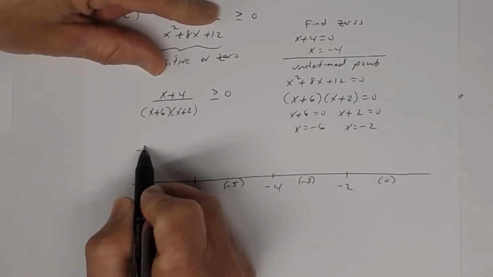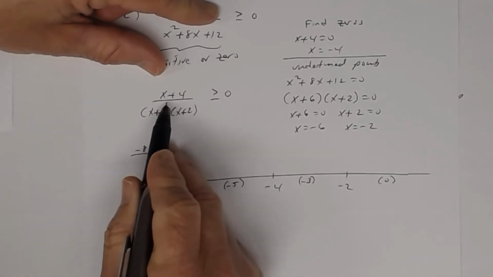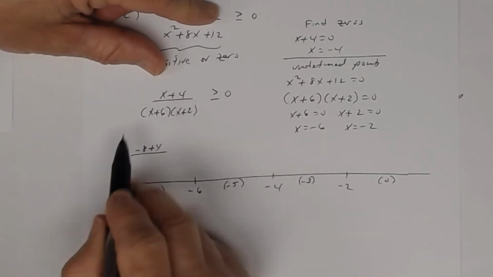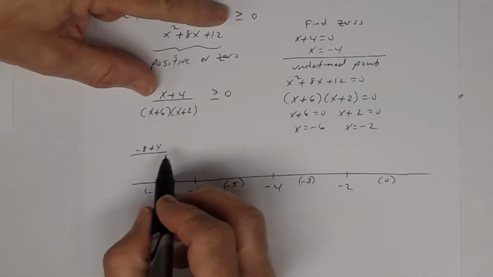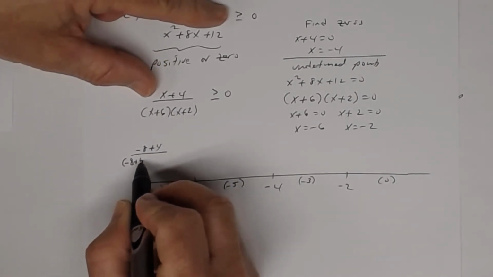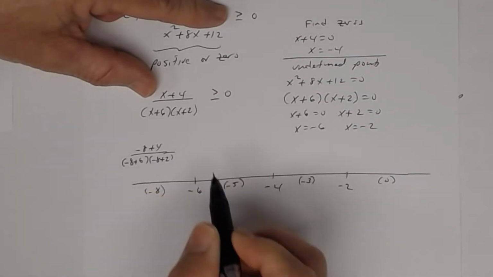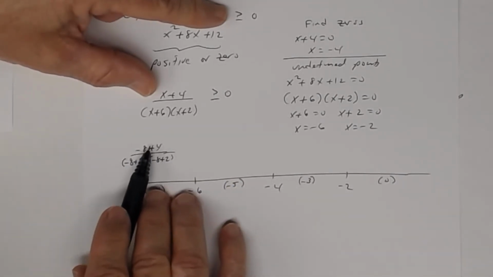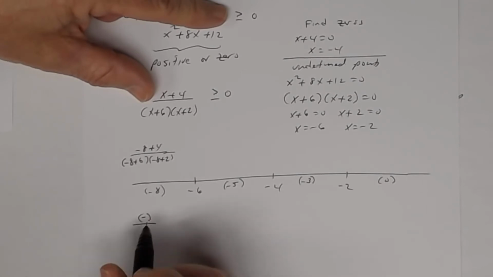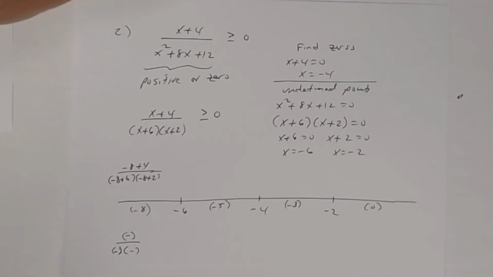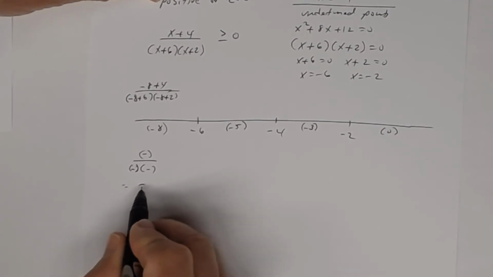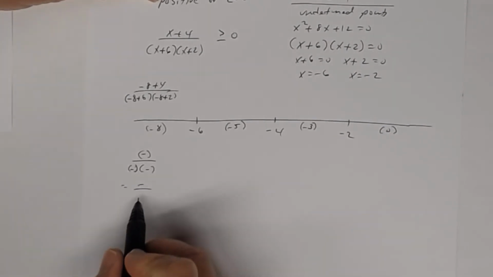Okay, so negative 8 plus 4. So I'm substituting the test point into the factored expression, divided by negative 8 plus 6 times negative 8 plus 2. All right, I'm going to put this down here. Negative 8 plus 4 is a negative number. That's negative 4. Negative 8 plus 6 is also negative. That's negative 2, right? Negative 8 plus 2 is a negative 6. That's negative. So I have in the numerator, that's negative. The denominator, a negative times a negative is a positive. And now we know that a negative number divided by a positive number is negative.